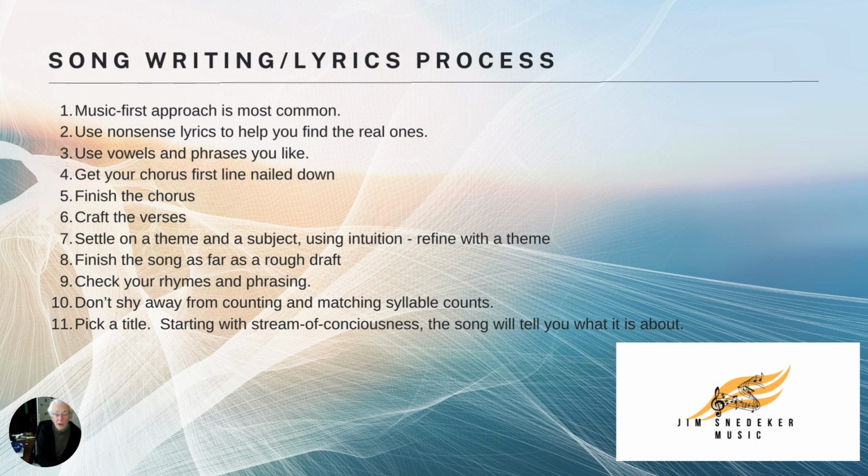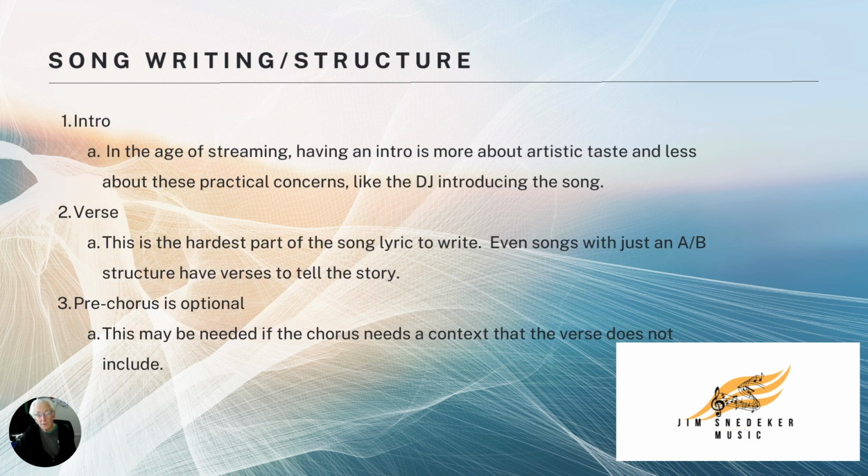Next, you want to finish the song as far as you can as a rough draft. Definitely check your rhymes and your phrasing. Don't be afraid to count and match your syllables. This is a great thing to do, especially when you start adding harmonies and background vocals that you want to keep really tight. The last thing to do, which might seem counterintuitive but really makes sense if we're using stream of consciousness writing, is to pick a title, that very last step. We let the song tell us what it's about.